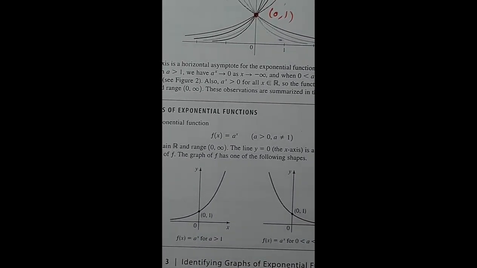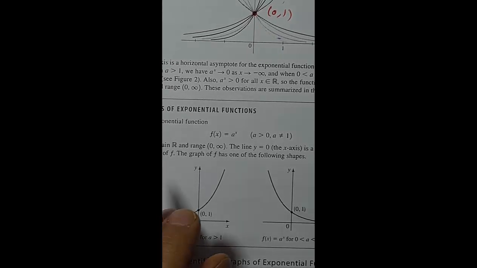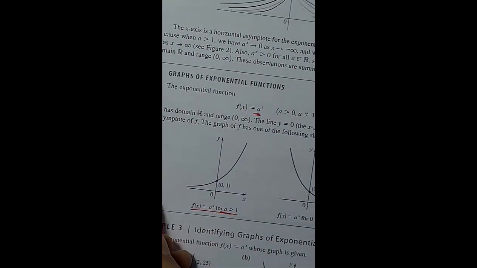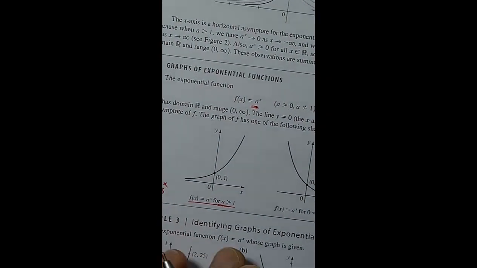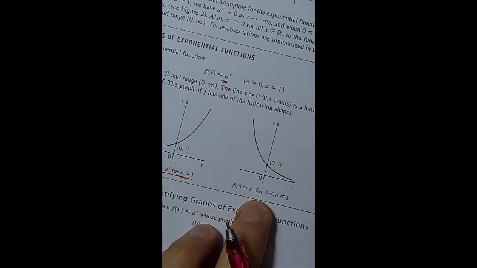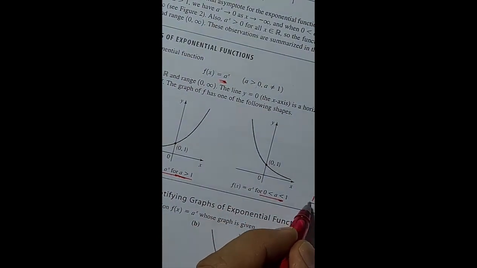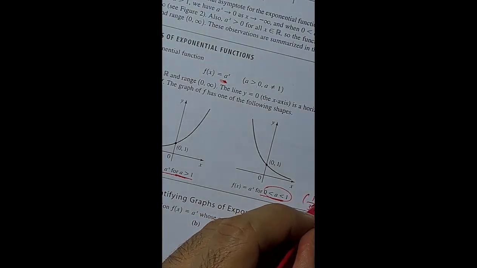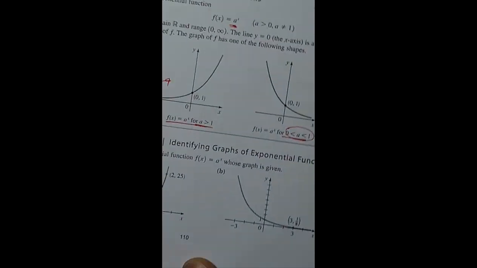And 4.1 really is an easy section for those students who want to master this subject. Now I have the same thing. If a is greater than 1, your formula will be like that, as we mentioned, for example y is equal to 3 to the power x. If a is between 0 and 1, like 1 over 3 to the power x, the formula will be like that. That's all about the graph.